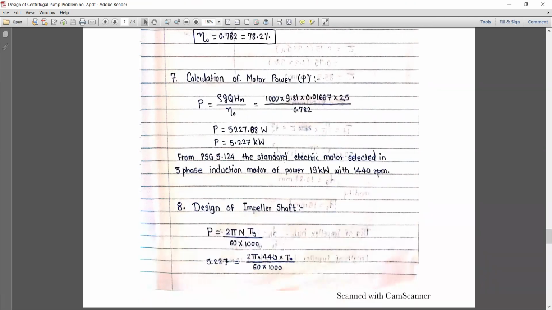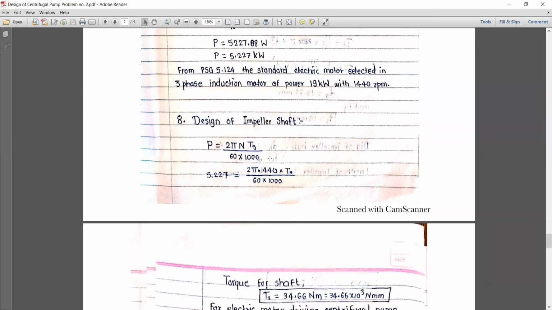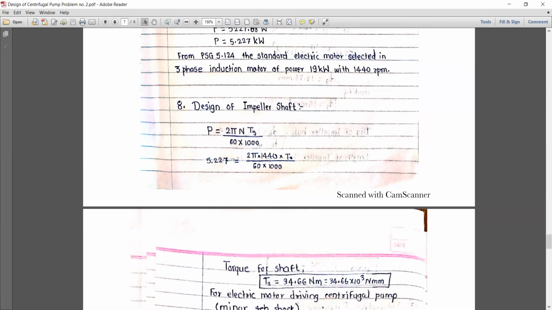Next, we have to select the motor. For that, we need to calculate the motor power. So motor power P is equal to rho g Hm into Q divided by overall efficiency. Putting all the values, what we get, P is equal to 5.2 kilowatt. Referring to the PSG data book, the standard electrical motor selected is a three-phase induction motor, having a standard power of 19 kilowatt with motor speed of 1440 rpm. You can go to the PSG data book and note down the other specifications also if you want.